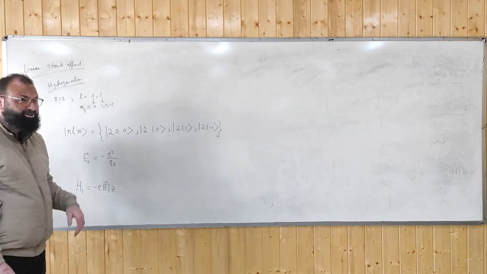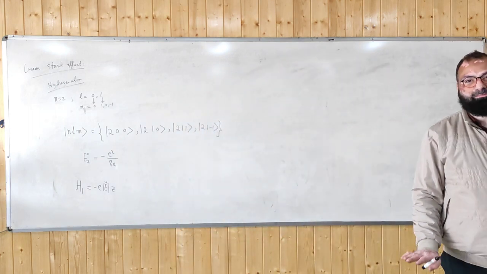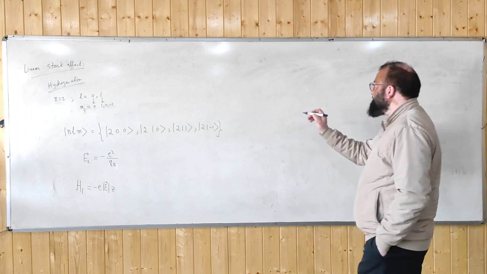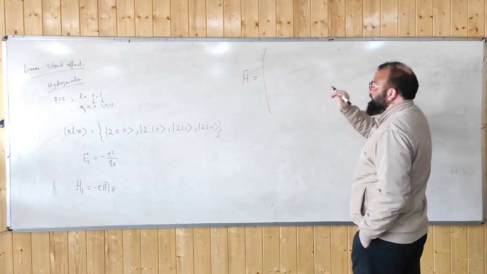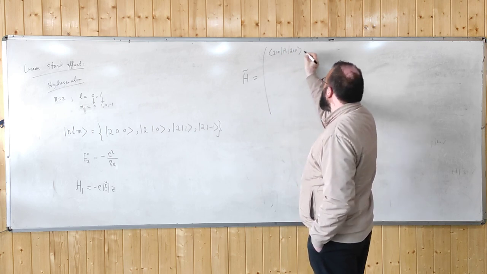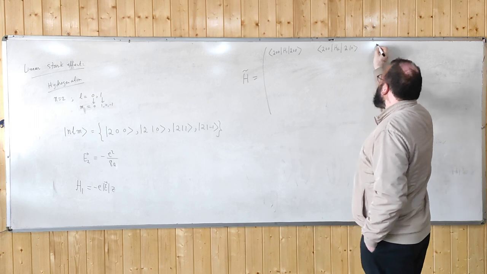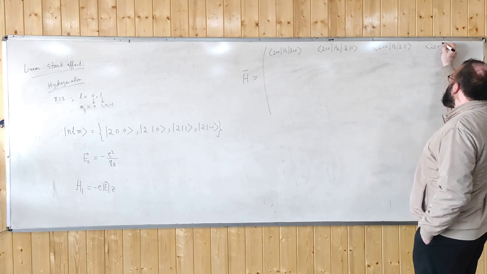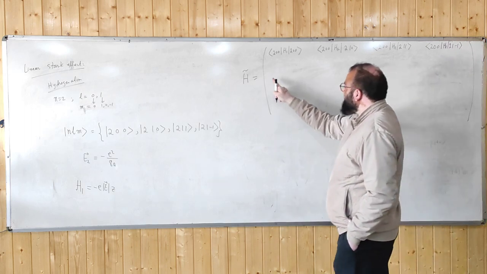Now what I need to identify first is the perturbation matrix. Clear? What is the dimension of that matrix? It's a 4 by 4 matrix. So let's write this perturbation matrix, H tilde. Let's start with this: you are having 200 H1 200, then 200 H1 210, then 200 H1 211, then 200 H1 21 minus 1.